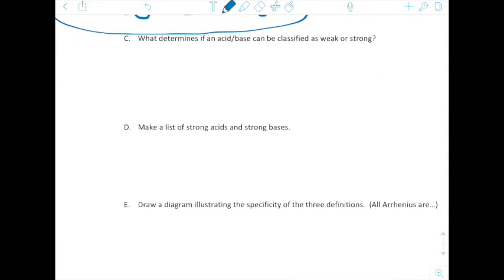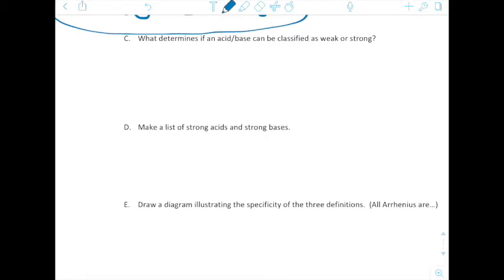D, make a list of strong acids and strong bases. These are some strong acids and strong bases that we need to know when we're looking at problems. Hydrobromic acid is going to be a strong acid. Hydrochloric acid is going to be a strong acid. Perchloric acid, hydroiodic acid, nitric acid, and sulfuric acid. And then strong bases are lithium hydroxide, sodium hydroxide, potassium hydroxide, calcium hydroxide, strontium hydroxide, and barium hydroxide.